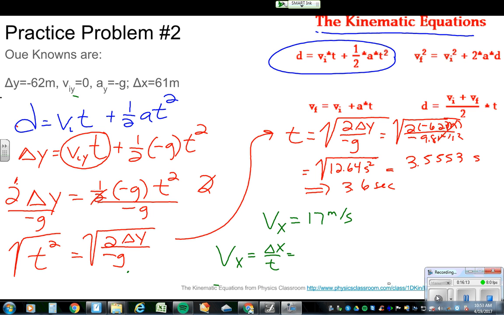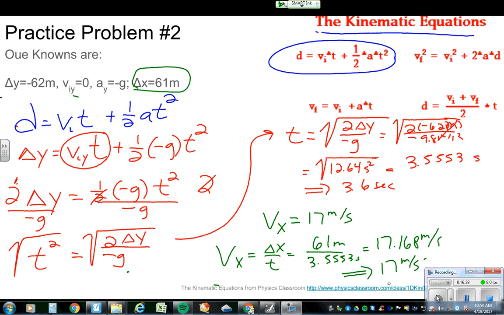My change in x was 61 meters. My time that I just solved for was 3.5553 seconds. I end up with 17.168 meters per second, but I can only have 2 sig figs. So I'm left with 17 meters per second. It is my velocity in the x direction.